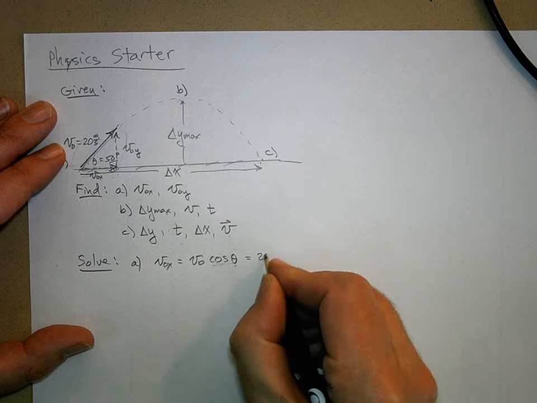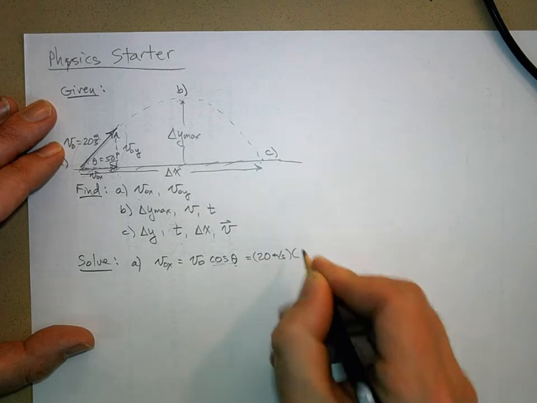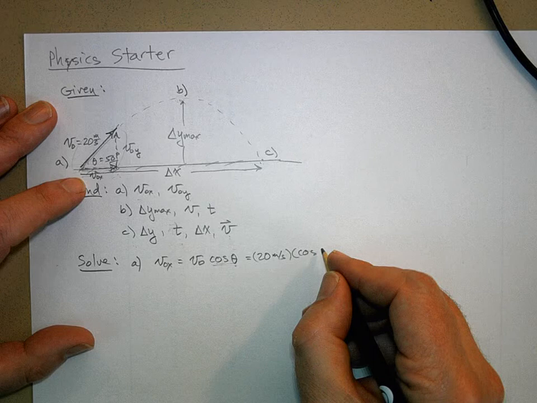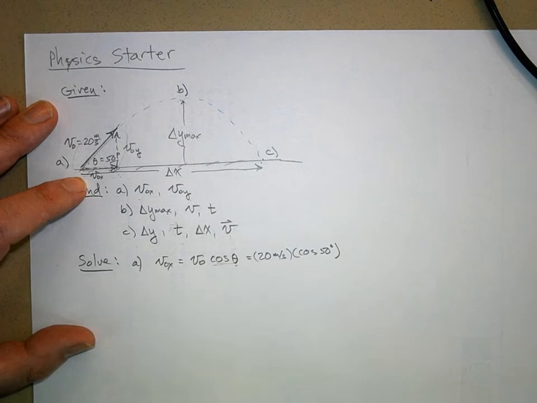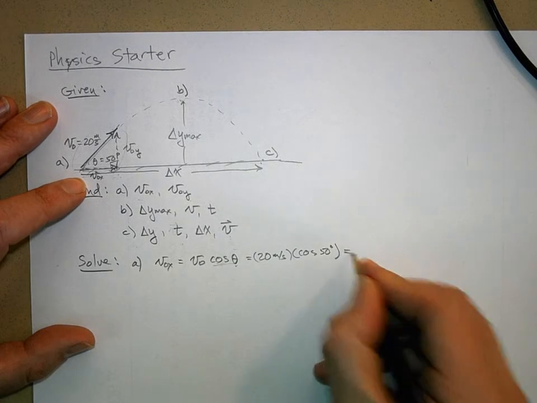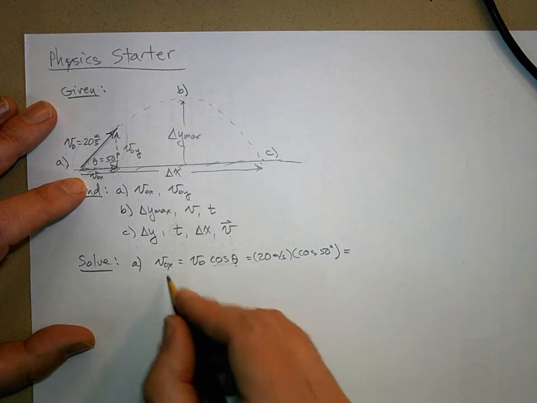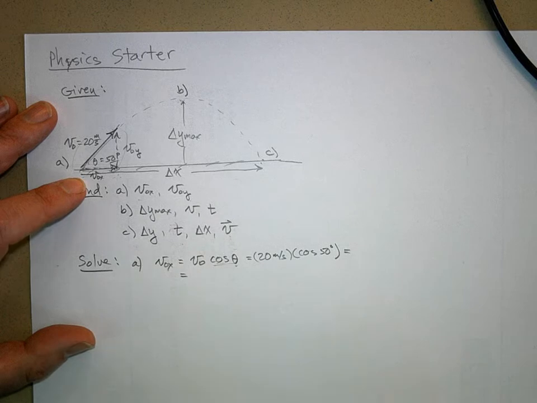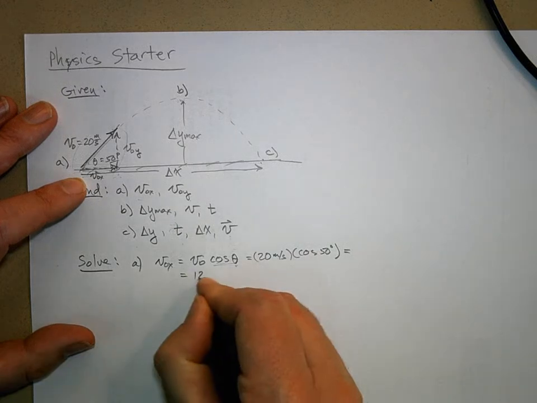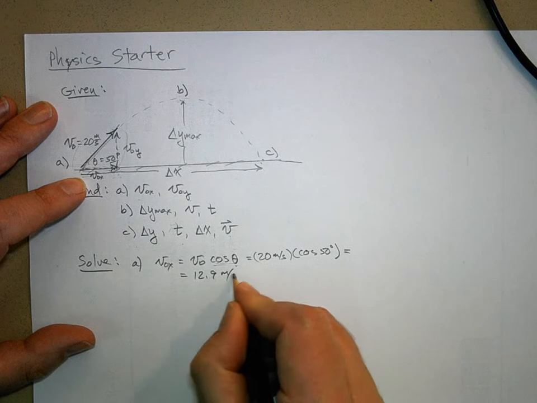So this is going to be 20 meters per second times the cosine of 50 degrees. And this will be equal to, well, let's see, 20. Turn my calculator on first. 20 times the cosine of 50 degrees, is my calculator in degrees? Yes, it is. Equals, and you get 12.9 meters per second.